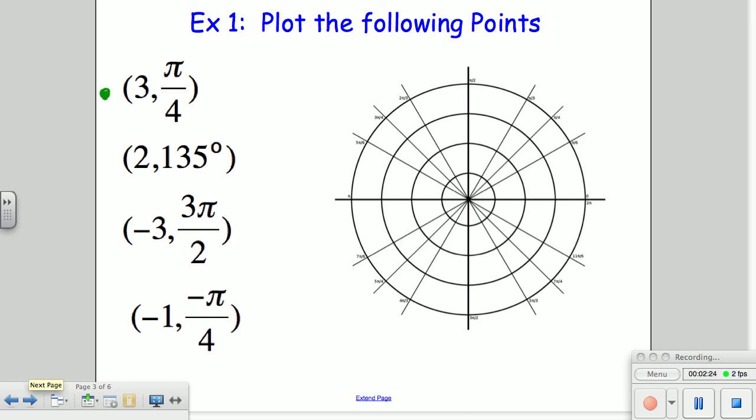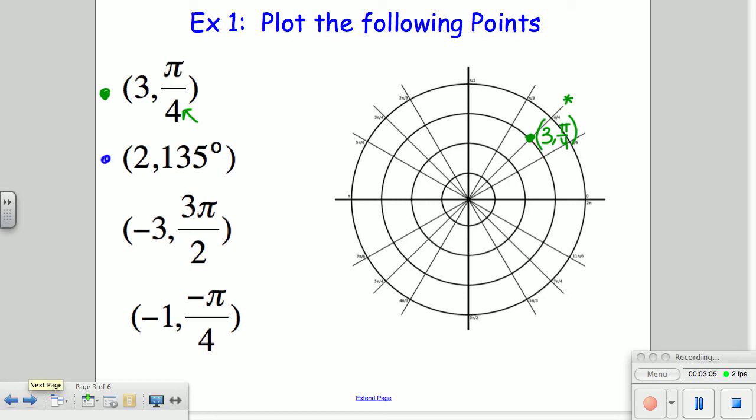Now the place you're going to want to start is actually with this pi over 4. You're going to want to start with the angle. We're going to find pi over 4 on our unit circle, and that ends up right here, that line right there is pi over 4. Now I start in the center, and I'm going to go out 3 spaces from there, 3 radiuses. So here's 1, 2, and there's 3. And that would be my final point in there. We'll erase the rest of this because we don't need it. So that would be the point 3 pi over 4.